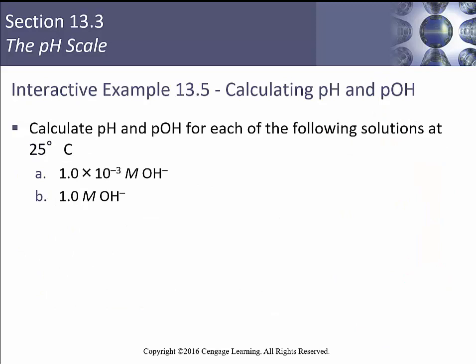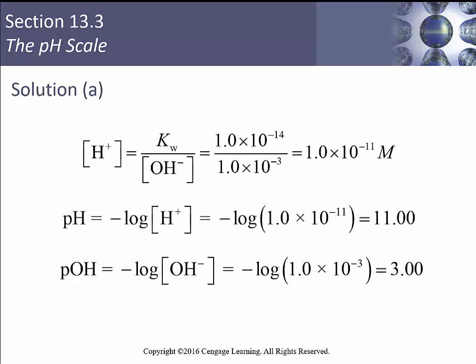Let's do an example. I'm going to calculate the pH and pOH for each of the following solutions at 25 degrees C. Again, we're specifying the temperature because our pH scale will change with temperature, but it's almost always going to be pH at 25 degrees C. So if we have A, 1 times 10 to the minus 3 molar hydroxide, and B, 1 molar hydroxide. So for the first, we're going to do H+ is Kw over OH-. So it's going to be 1 times 10 to the minus 14 divided by our hydroxide ion concentration, 1 times 10 to the minus 3, means that we've got 1 times 10 to the minus 11 molar H+.